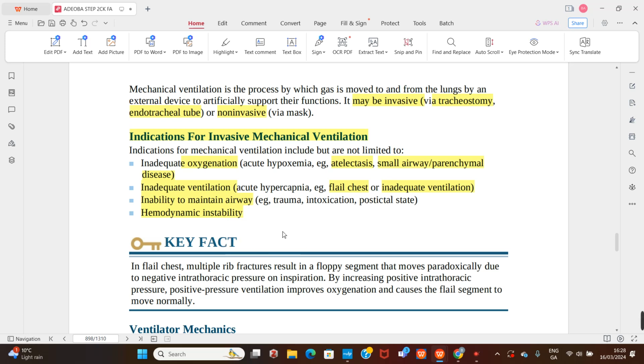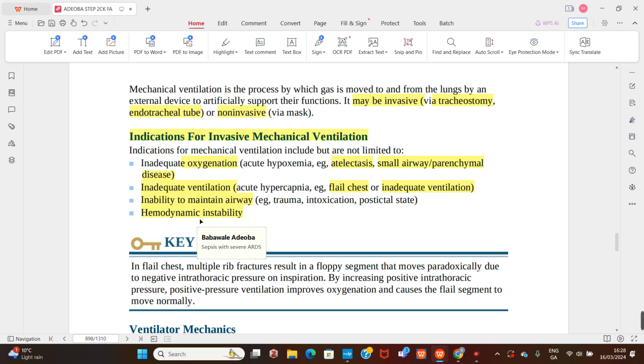So don't forget 3 things to just remember: problem with oxygen, problem with ability to bring in air and out, like inspire, expire. You can inspire, you can expire. So due to problems with the chest wall or the problem with the control from the brain, they will need mechanical ventilation. Or someone that doesn't have adequate control over their airway, you will need to do invasive mechanical ventilation to secure that airway. Then lastly, people with hemodynamic instability in some particular situation.